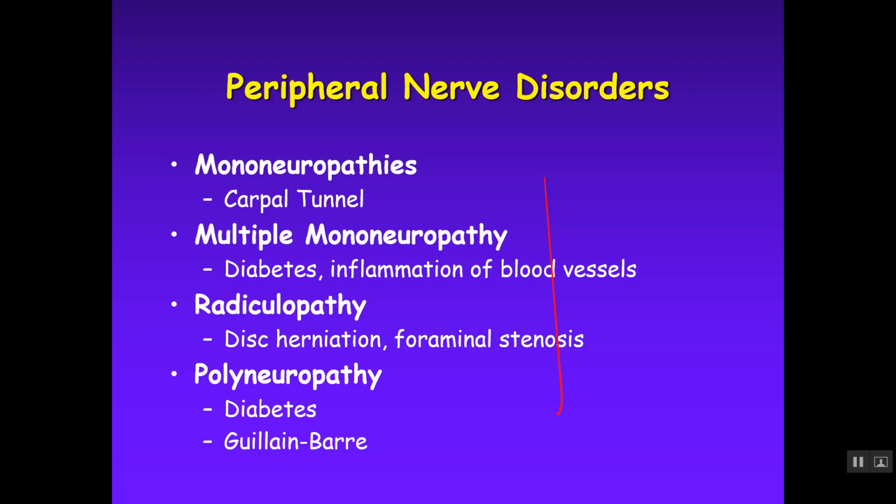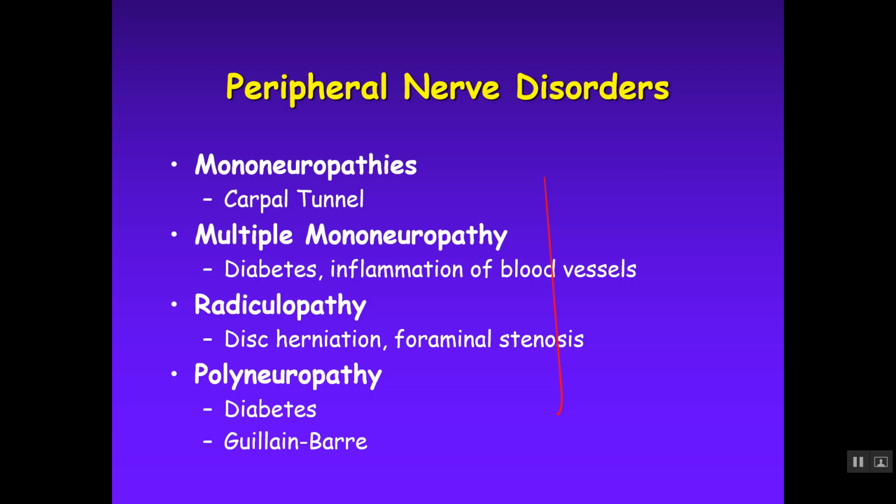Peripheral nerve disorders. We have a variety of peripheral nerve disorders that can affect us. Mononeuropathies. If you have a lesion that affects a single peripheral nerve, like a radial nerve, like an ulnar nerve, like a femoral nerve, that's considered a mononeuropathy. And it's only affecting a single peripheral nerve distribution.